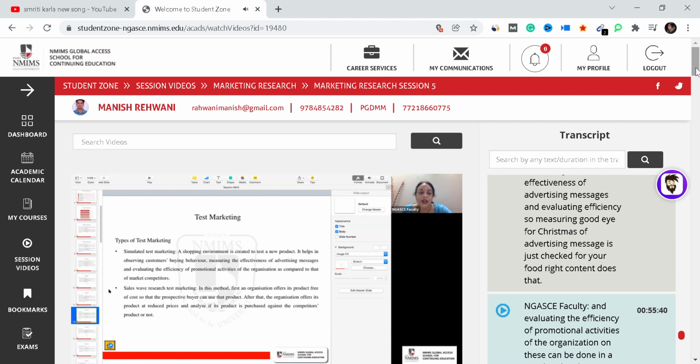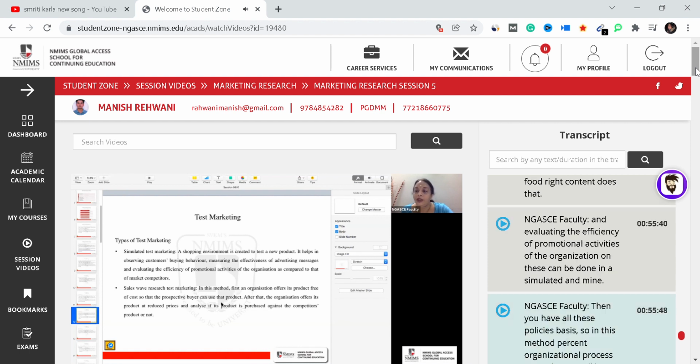Kantar does that, evaluating the efficiency of promotional activities of the organization. All these can be done in a simulated environment. Then you have what is called sales wave research. In this method, first an organization offers its product free. You will be given a free trial so that the prospective buyer can use the product.